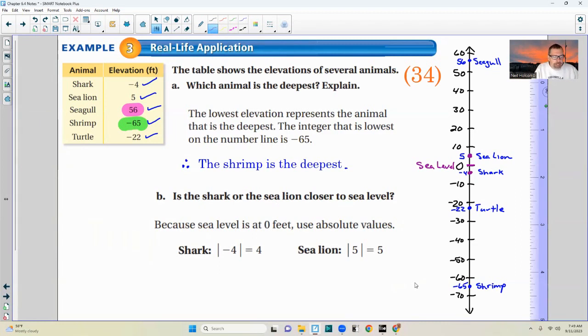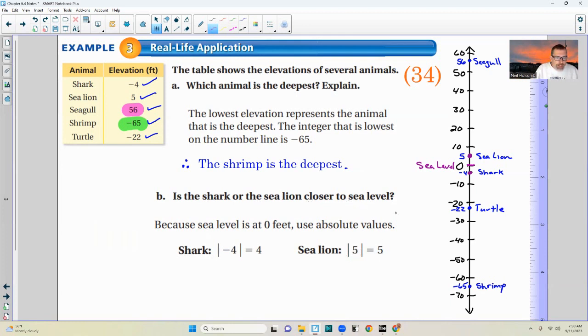Because sea level is at 0 feet, we're going to use absolute values. The shark is 4 feet below sea level, so that's a negative absolute value of -4. How far below? The distance from 0 below, and the absolute value of -4 is 4. And the sea lion is 5 feet above sea level. Well, how far is 5 from 0? In other words, the absolute value of 5 is 5.